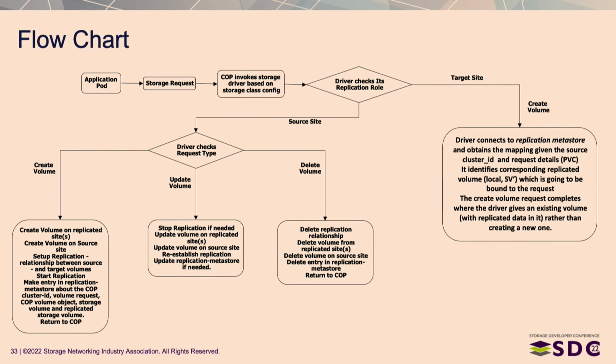When the role is target and the request is create volume, usually it is create volume only, right? Because you're just deploying, and then this is your failover. So it checks the role, whether I'm on target, and then it goes to the replication metastore first and gets the mapping. Without creating a volume, it returns the existing volume so that you have the data available to the pod itself. So that's the key.